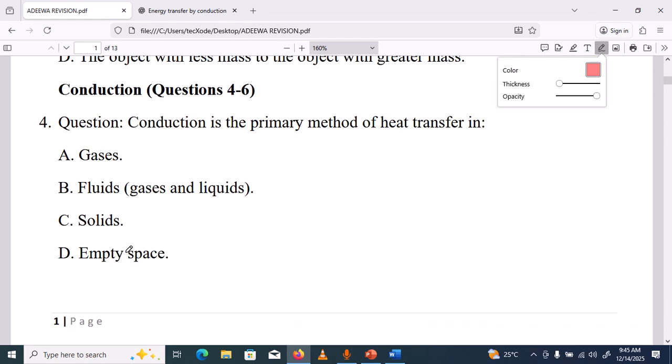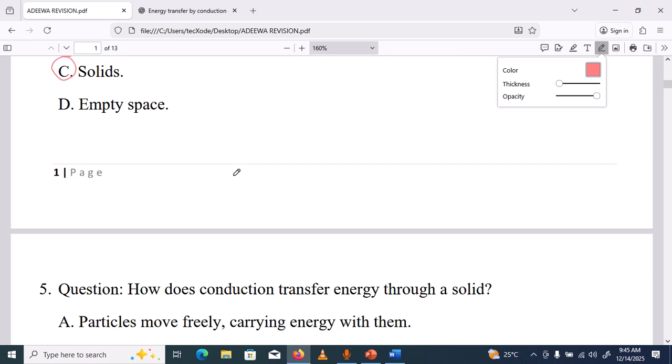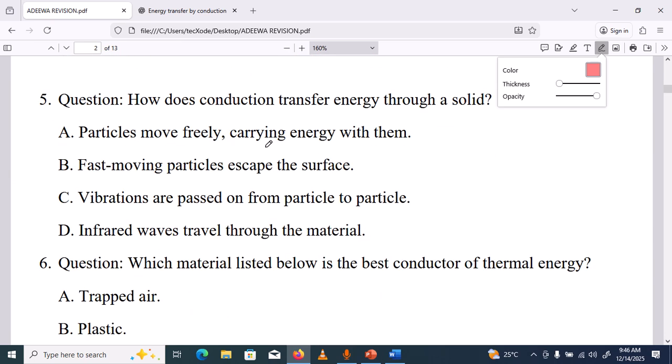Conduction. This is the primary method of heat transfer in, of course, solids. In solid, that's correct. And the next one is, how does conduction transfer heat through a solid? It's mainly, particles are not freely moving, they are not moving at all. In solid, they are vibrating about their positions. So the right answer will be option C. The vibration from one particle will pass the heat energy to the next one, and that's how conduction takes place.